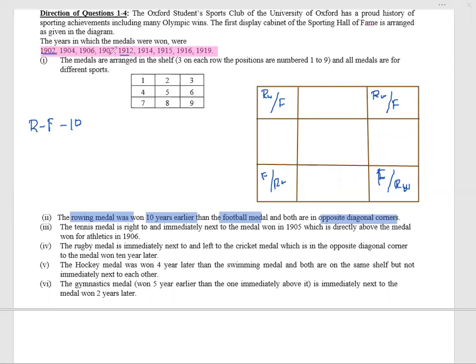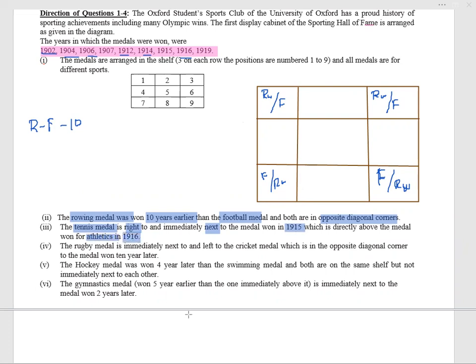Good number of cases I can get, gap of 10 years: 1902, 1912; 1904, 1914; 1916, 1906. So right now we cannot narrow it down. Second information: the tennis medal is right and immediate next to the medal won in 1915, which is directly above the medal won in athletics in 1906.